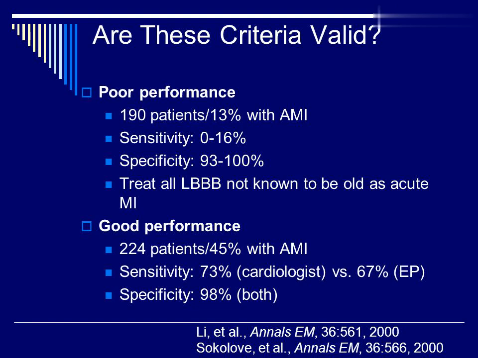Are these criteria valid? Poor performance. 190 patients, 13% with AMI. Sensitivity, 0 to 16%. Specificity, 93 to 100%. Treat all LBBB not known to be old as acute MI.